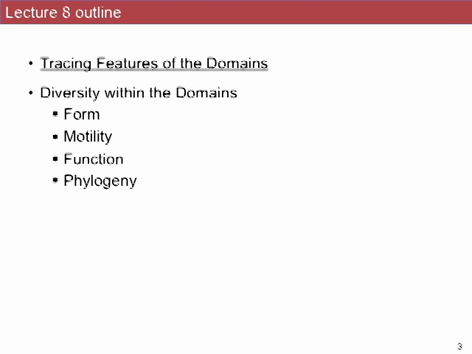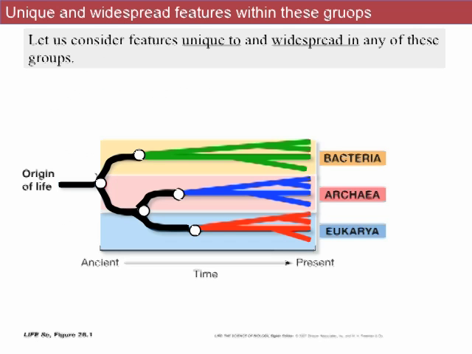Okay. So again, in the previous lecture, we sort of set the stage for the three domains, talked a little bit about the tree of life itself and where these three domains come from. And we're going to talk today about using the rooted tree of life to track the biology of these organisms. And then in the next lecture, we're going to go into, in more detail, the diversity within two of these groups, the bacteria and the archaea.